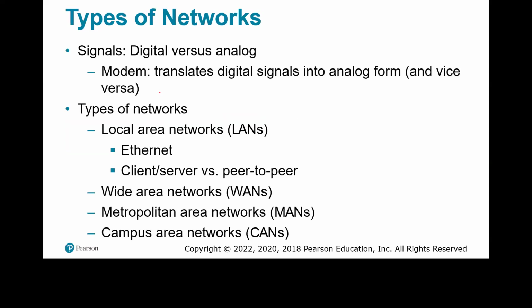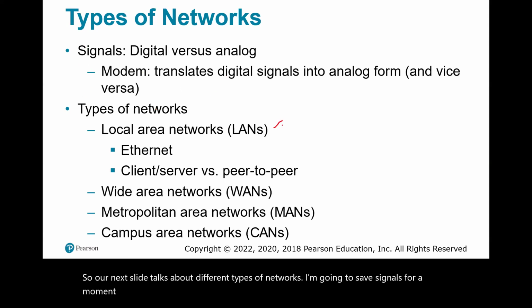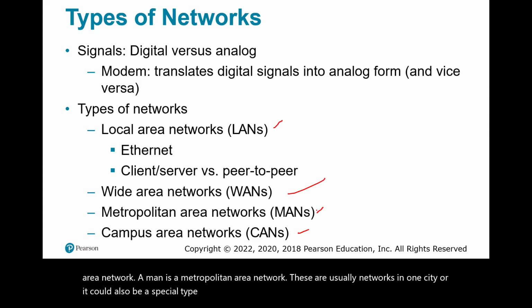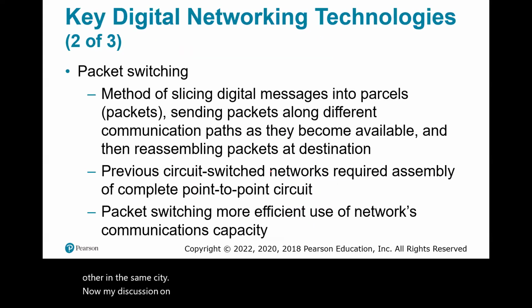So our next slide talks about different types of networks. I'm going to save signals for a moment. We've already talked about the local area network, wide area network, and campus area network. A MAN is a metropolitan area network. These are usually networks in one city, or it could also be a special type of wide area network that connects the same company to each other in the same city. Now my discussion on digital versus analog.